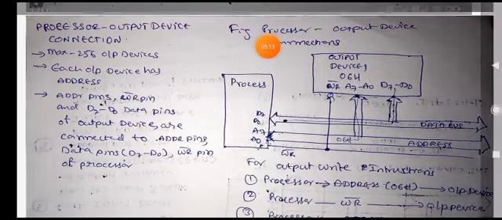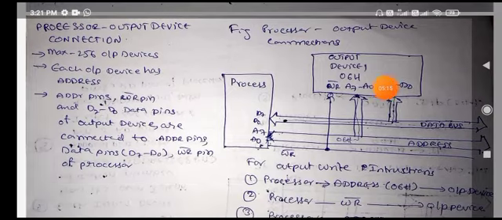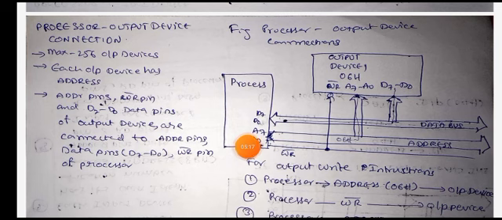Similarly, how is an output device connected to the processor? Each output device has an identification number. So it has address pins A0 to A7, it also has data pins D0 to D7, and a write signal, right?